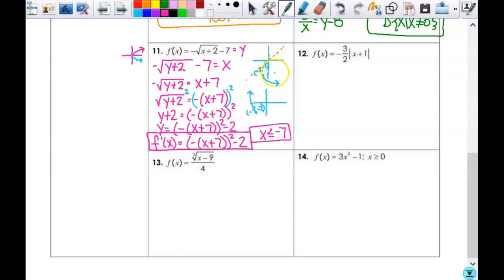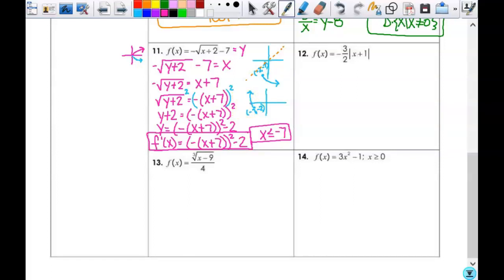So the domain of my original function was negative 2 to infinity. The range was negative infinity to negative 7. So the range, which was your y values, all your y values become your x values here. So this range, that means all the y's would have to be less than or equal to negative 7, becomes your domain. So now that's why all of my x's are less than or equal to negative 7.